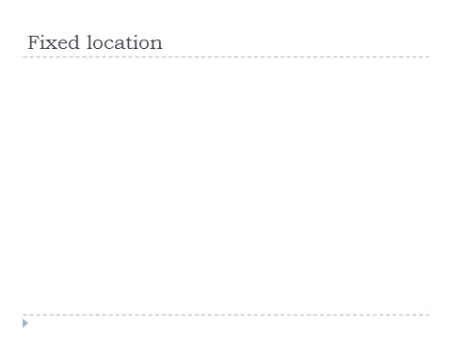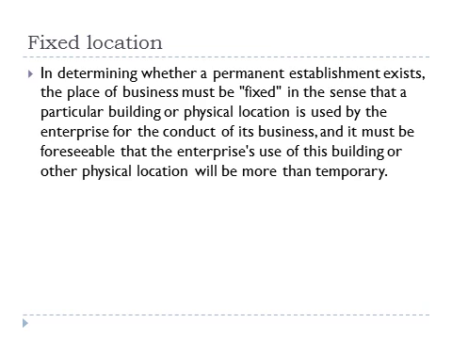One requirement for a permanent establishment other than a permanent establishment created by a dependent agent is a fixed place of business through which a business is carried on. In determining whether a permanent establishment exists, the place of business must be fixed in the sense that a particular building or physical location is used by the enterprise for the conduct of its business, and it must be foreseeable that the enterprise's use of this building or other physical location will be more than temporary.